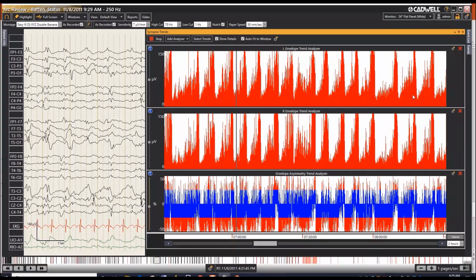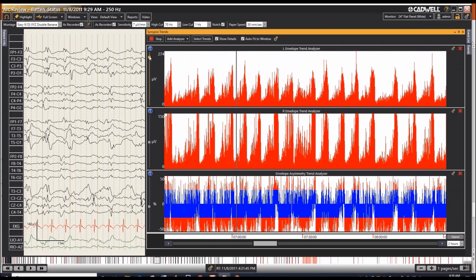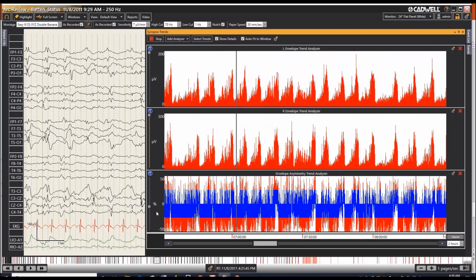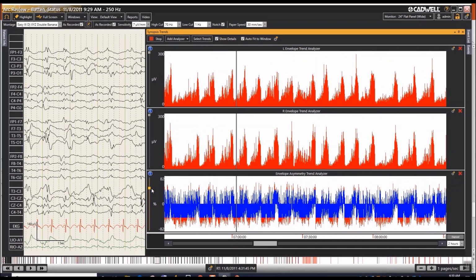So what we're looking at in this example is the envelope trend and the envelope asymmetry. The first trend is the left envelope trend. The next channel is the right envelope trend. And beneath that, we see the envelope asymmetry. I tend to like to create these as left and right. First thing I would do on this trend, though, is to adjust the amplitude so that we can see the full breadth of the waveforms. So we're going to adjust those, and we're going to adjust the envelope asymmetry.